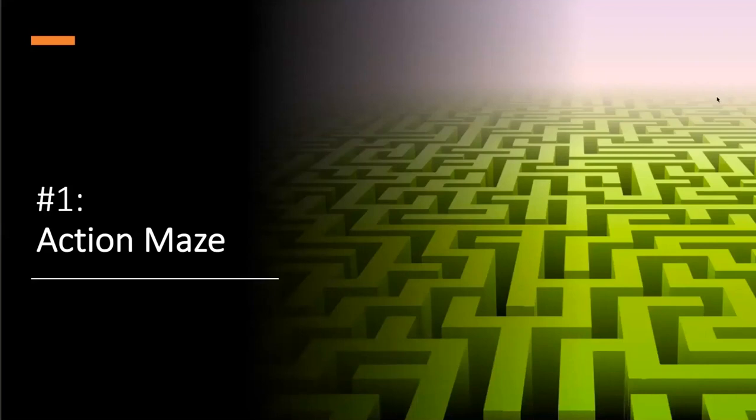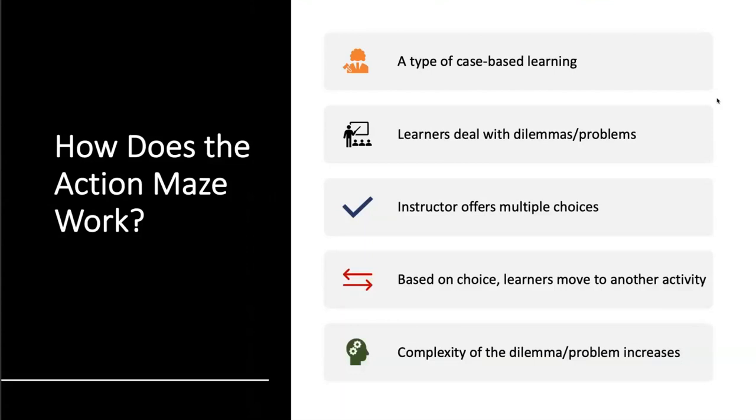So the first one is the action maze. I'm sure many of you have heard of that before. The action maze is a type of case-based learning, which you know by now, if you have been to my presentations, I'm a huge fan of. So how does it work? As I said, it's a type of case-based learning, and they have to deal with problems and dilemmas. So you have to make sure you create a situation that has an actual problem. However, the difference between this and case-based learning is that you are going to give them choices. With case-based learning, you leave it open for interpretation, for elaborating on an answer or picking a choice. Here it's different because you are going to provide two or three options, two paths that the learner can take based on that dilemma.